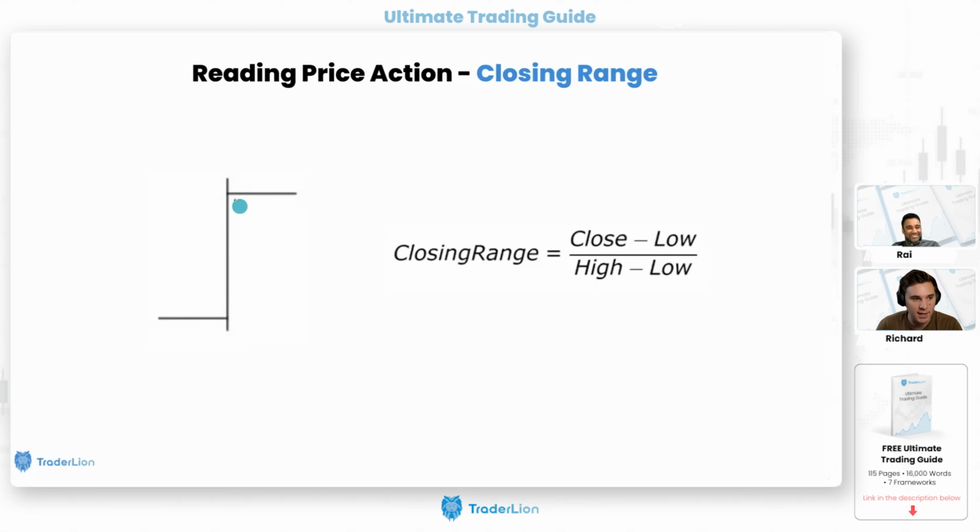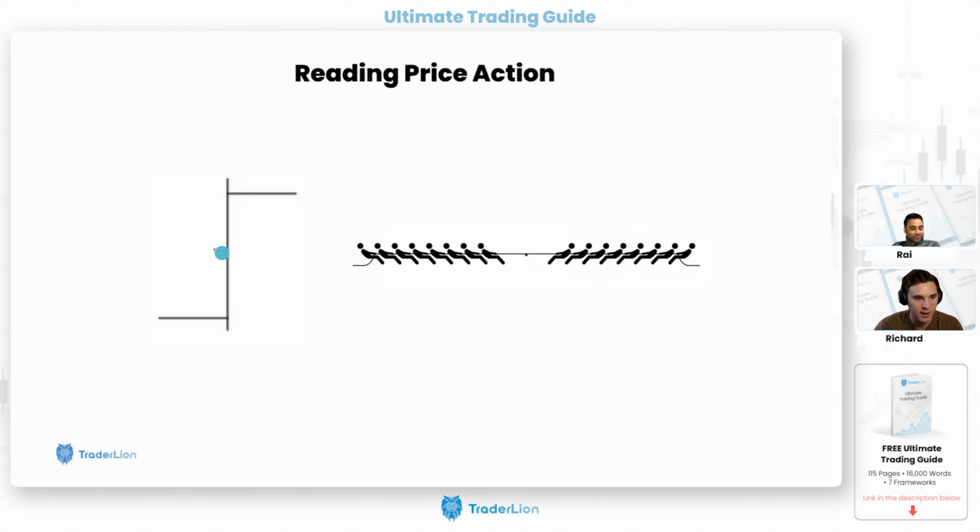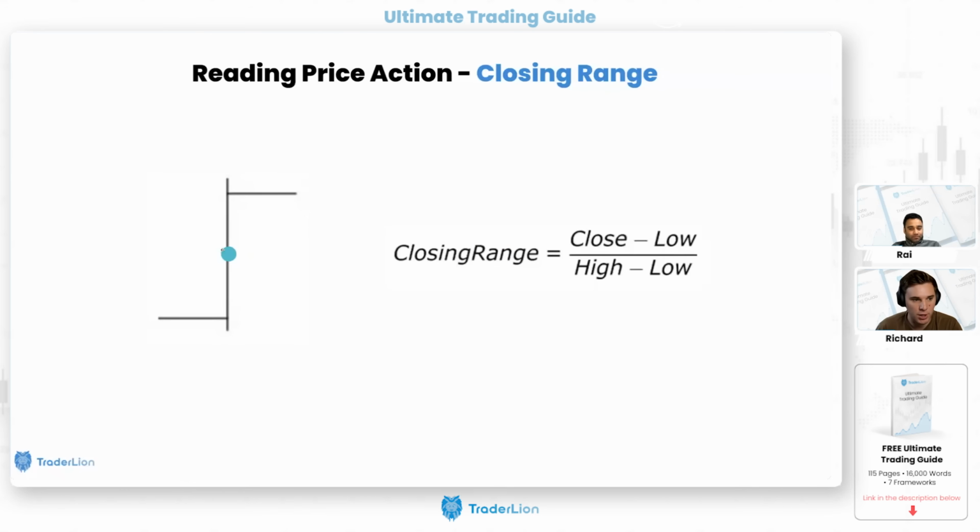But on the flip side, if the close is right near the lows, this ratio is going to be close to 0%. So if this is the line in the sand in this game of tug of war, the buying pressure is stronger if we're above 50% of the bar. The selling pressure is stronger if we're below 50% on the bar. So hopefully that makes sense. And I think this is a really powerful concept.